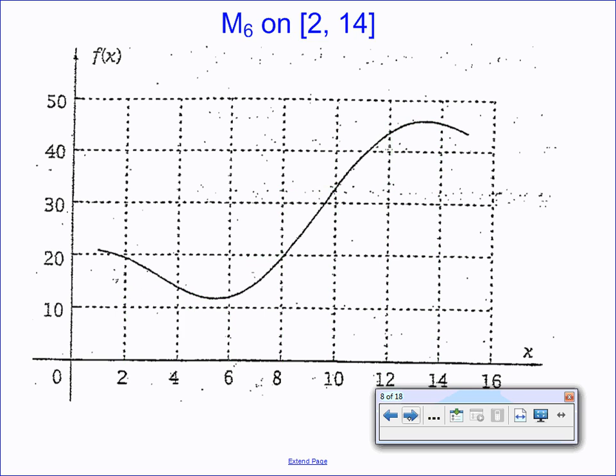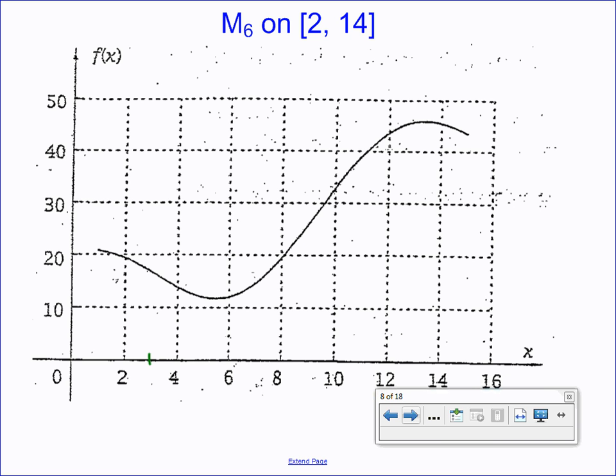Okay, what if we're doing M sub 6? M sub 6, so what do you suppose that M stands for? Nikki? Midpoint, good, thank you. So on each subinterval now, we partition our interval. We're going to be looking in the middle of each subinterval, and then going straight up and using the function value produced at the midpoint of each subinterval.